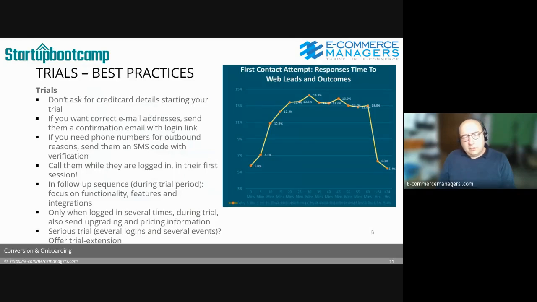Trials: if you need to call them, because probably that will increase your conversion rates very much. Of course, that's more for B2B or some high, not high, but not €5 per month. So we're really at a few tens of pounds, euros or dollars per month. It's easy to create an outbound call and to explain them the product. It will triple, quadruple your conversion rate. No credit card details in the trial stage.